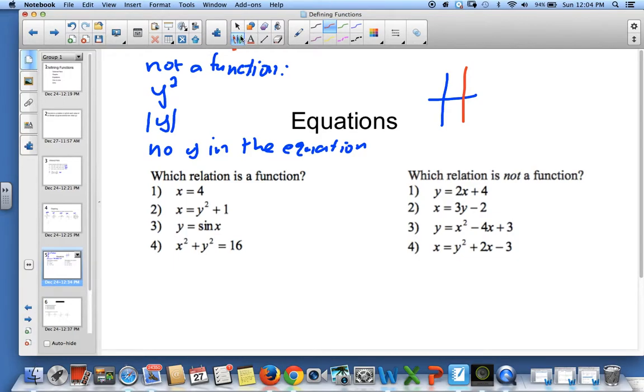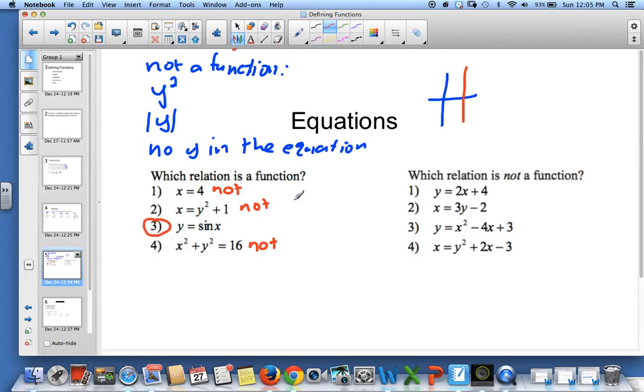So I'm looking at this and saying which one's not a function, which one is a function. This one is not a function. This one has a y squared. That's not a function. This one, we haven't really learned what a sine curve looks like, so we'll come back to that one. This one here, y squared, this is not a function, so by process of elimination, we know this is our correct answer.